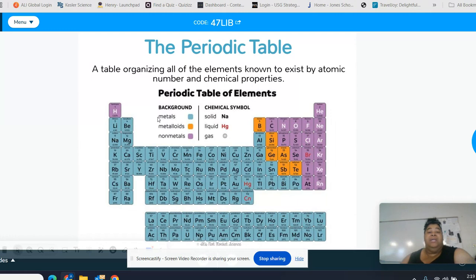You'll notice that the background in the light blue are your metals. The orange are your metalloids. Non-metals would be the purple.